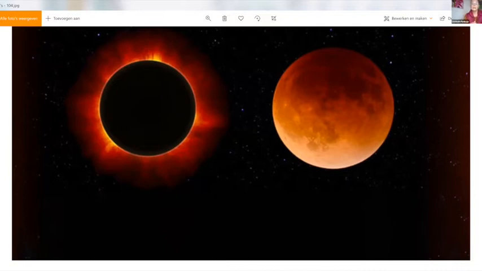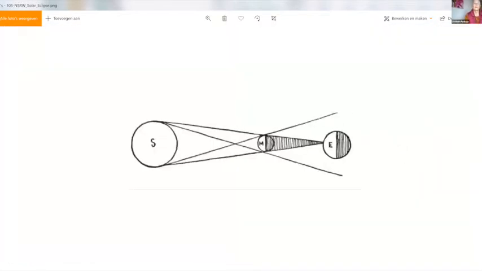And a lunar eclipse happens when the Earth is in between the sun and the moon. No, this is a solar eclipse. So the sun is covered by the moon. And when we look at it from Earth, the sun is exactly covered. And then what we see around it is a halo of flames. This happens only with a total solar eclipse, which are quite rare.